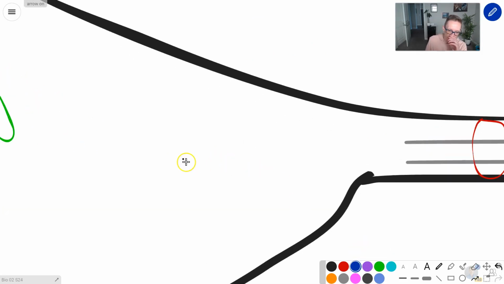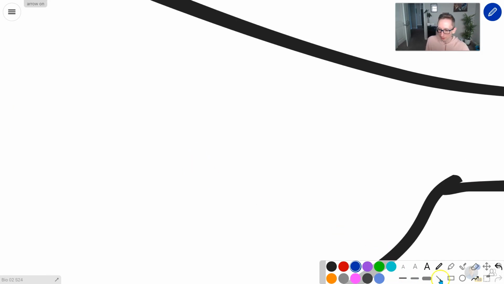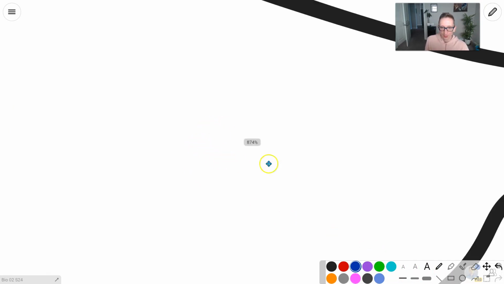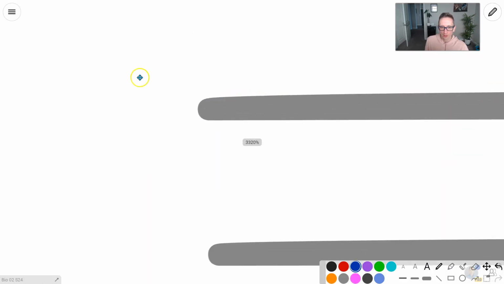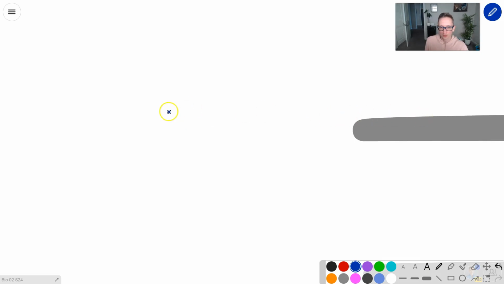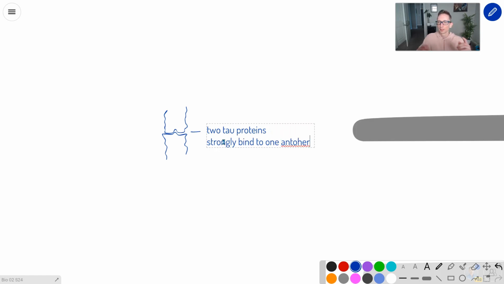One of the things that will happen when we mess it up is something like this. I'm going to draw it over here. So instead of binding to microtubules like that and doing its little thing, maybe now you have two taus looking like this. Okay, so now two tau proteins strongly bind to one another.